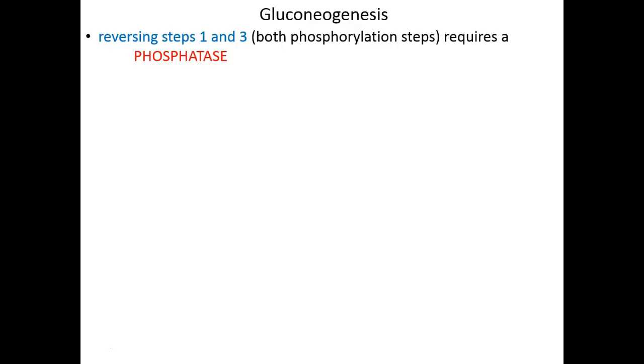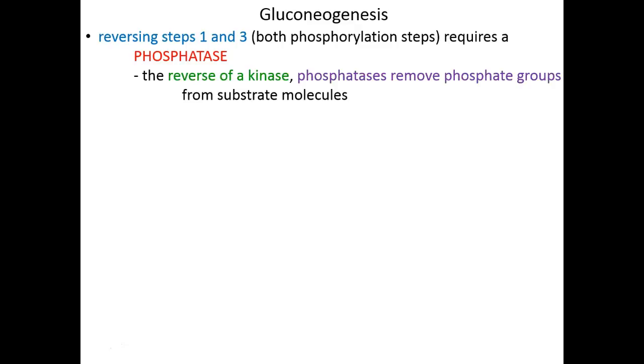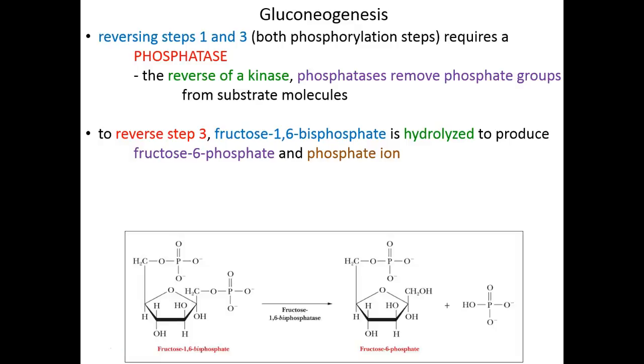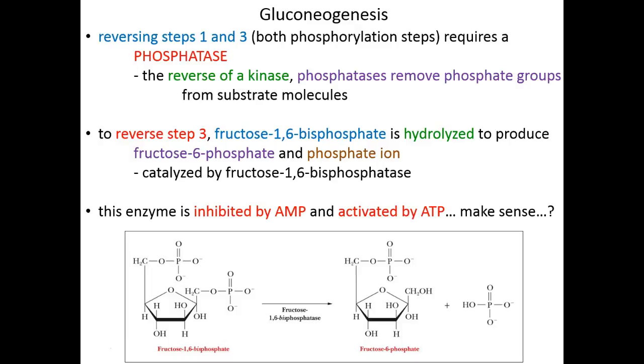The only problem is dephosphorylation reactions take a different class of enzymes, enzymes that we call phosphatases. So if kinases add phosphate groups, phosphatases remove those phosphate groups, and so it's phosphatases that we need to reverse these last two steps. To reverse step 3, fructose 1,6-bisphosphate is hydrolyzed to produce fructose 6-phosphate and the phosphate ion released as a result, and this reaction is catalyzed by the enzyme fructose 1,6-bisphosphatase. Gotta love that name. Really not much to remember there. A phosphatase that is working on fructose 1,6-bisphosphate, all in the name.